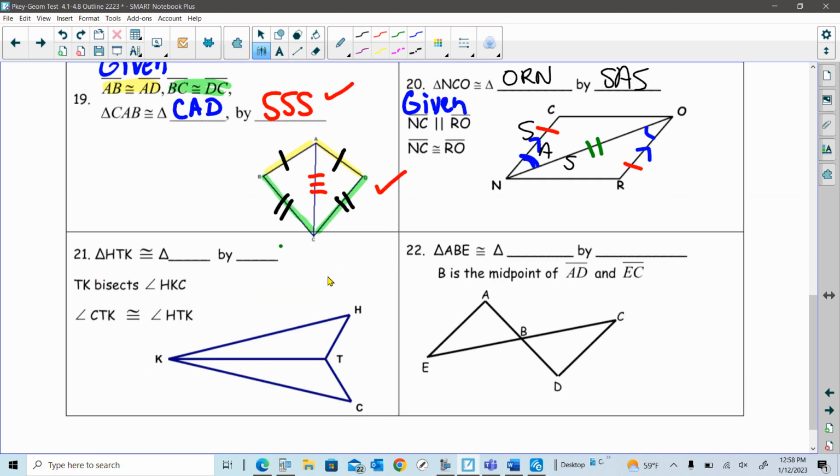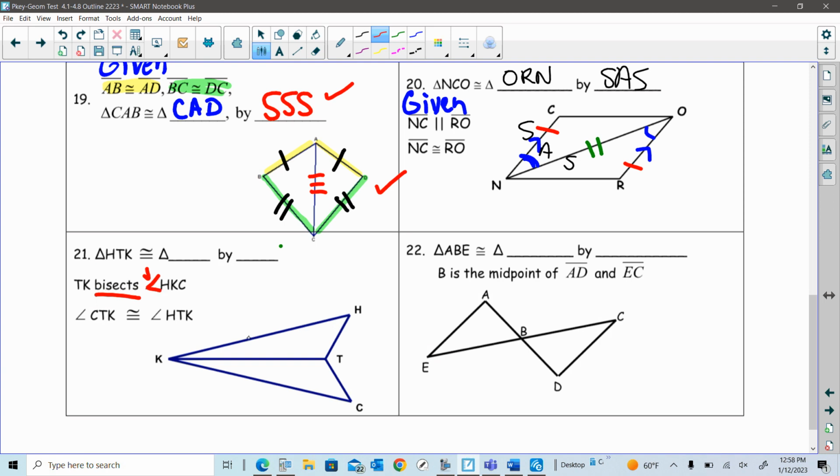All right, one more in this section. So make sure you understand what bisects means, especially if we're bisecting an angle. TK is bisecting the angle HKC. How do I show bisects? Or what does it mean to bisect something? Cut in half, split in half. So if it splits in half, we got 2 equal parts.